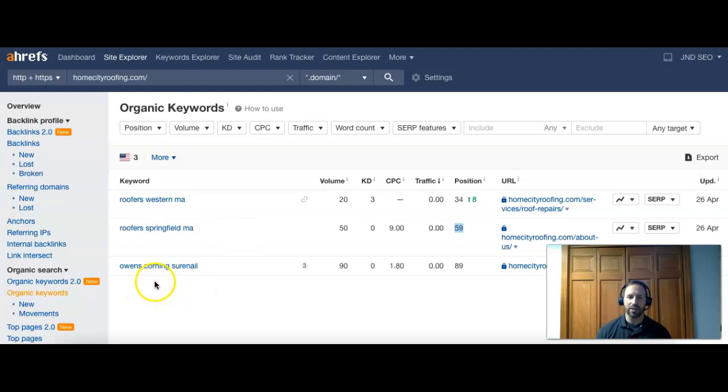And then you guys have Owens Corning, Sure Nail. So again, that one I don't think is quite as applicable, but you are for that one 89. So again, you're really far back on that one, and it's not going to help you too much. So these are good keywords. You do have good keywords on here. We just have to rank you higher so that you can actually get some of the traffic and benefit from it. You also are going to want to rank for your own name because that's what's going to bring you back your repeat customers and your referrals as well.